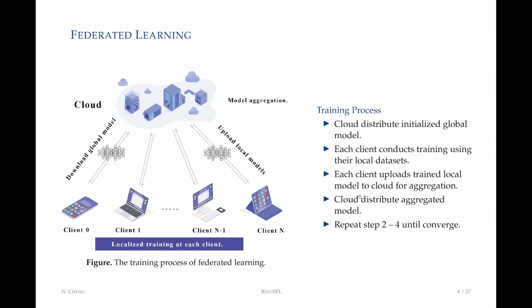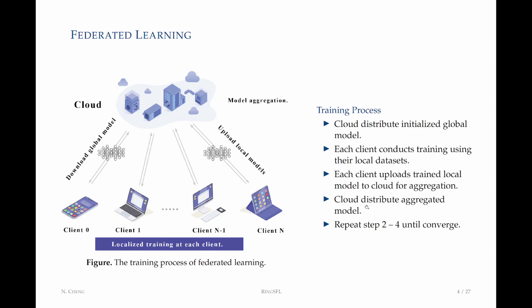So in order to solve the above problems, Google proposed a federated learning paradigm in 2017. You can see the training process from this figure. First, the server initiates the process by initializing a global model and sending it to the participating clients. Second, each client trains the model using its own local dataset and uploads the updated model parameters to the server.